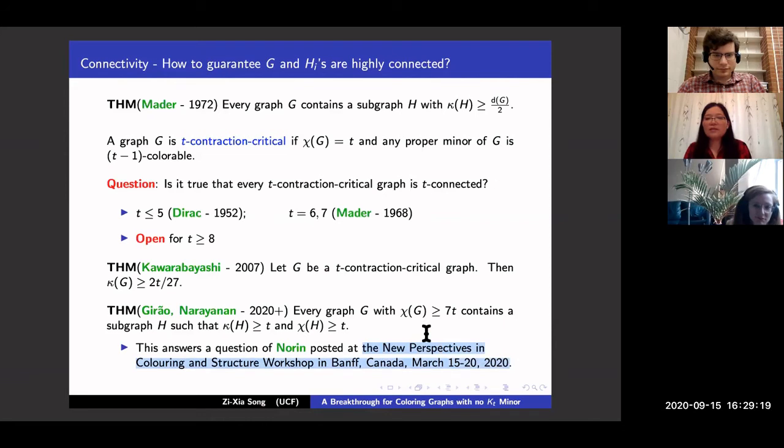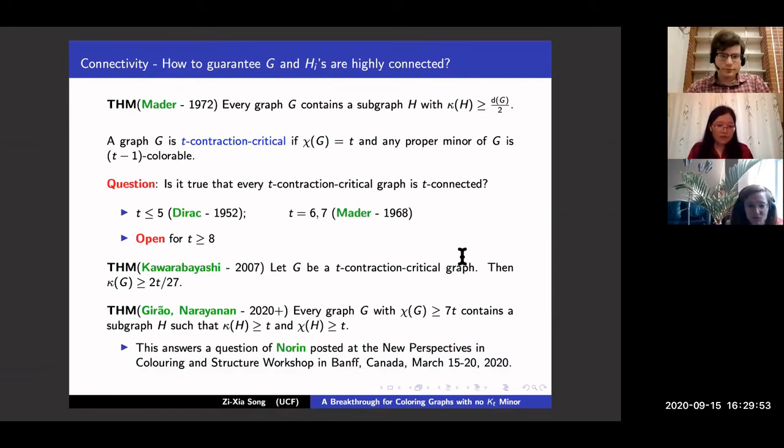He asked here, is it true that every graph with chromatic number at least k contains a subgraph such that the connectivity and the chromatic number are still relatively high? So later on, quickly, Girão and Narayanan proved this beautiful theorem. And this theorem plays a very important role in Luke's new improvement on Hadwiger's conjecture. So this is the one.